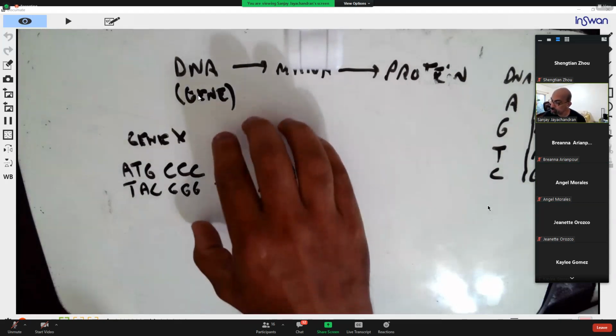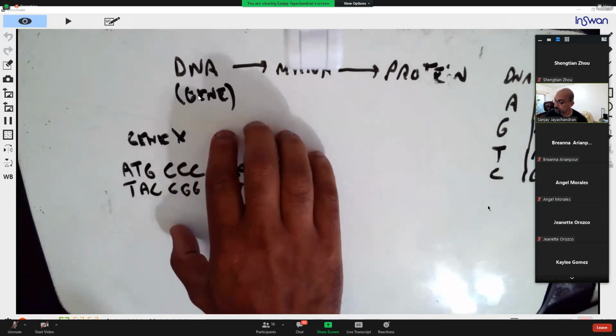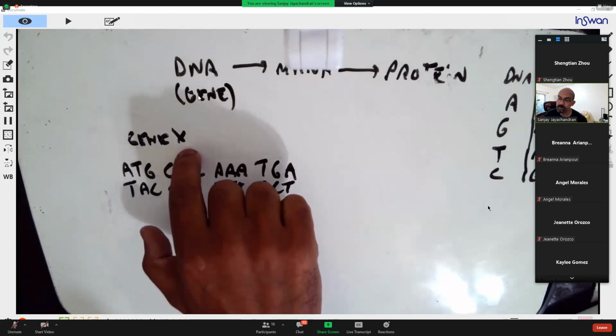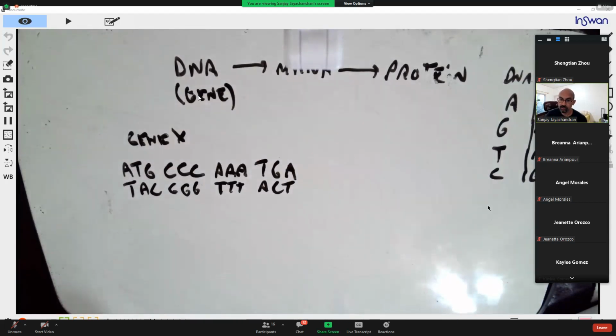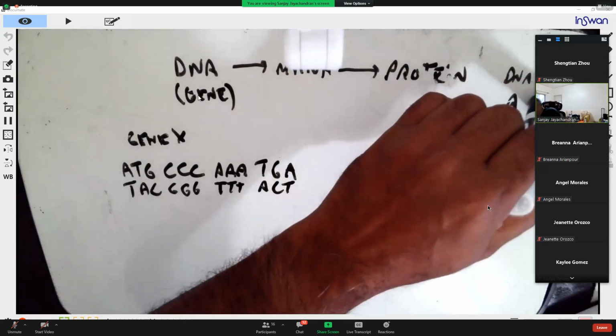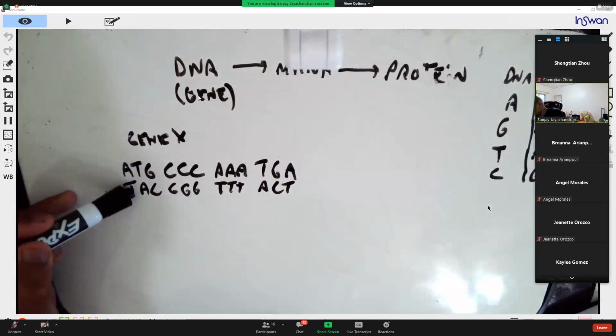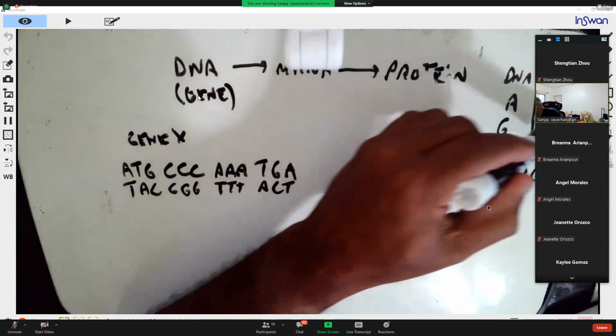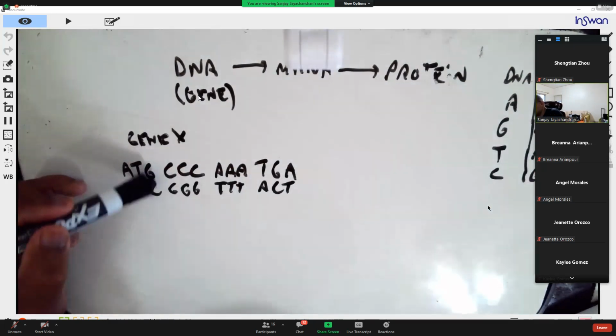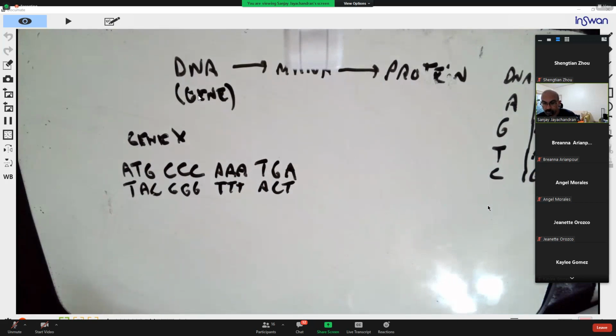So this is my gene here. In this gene is information to make protein X. This is called gene X. Remember, A hooks up with T, T with A, G with C, C with G. That's simple. One-to-one relationship. Does that make sense? Yes.